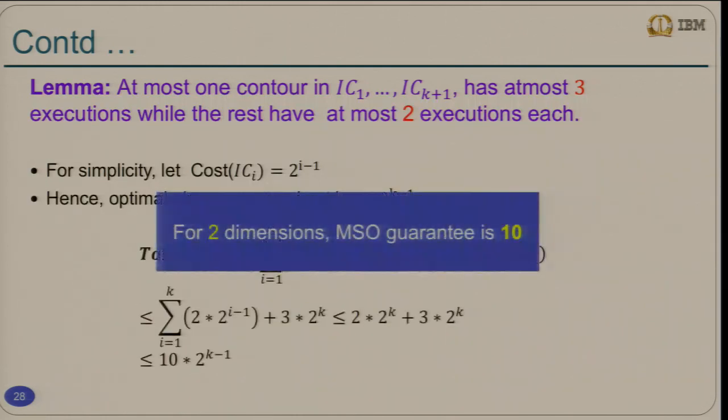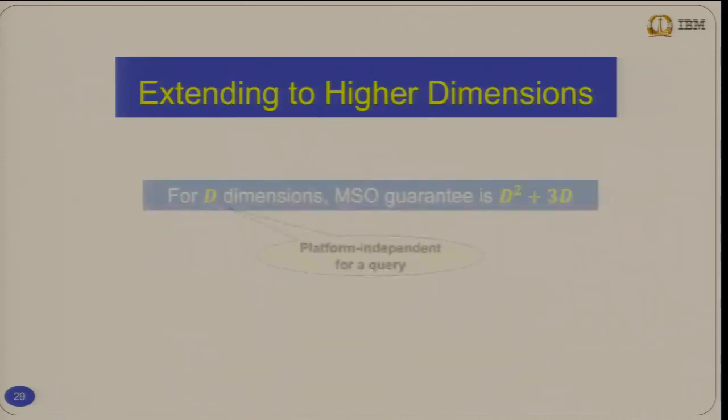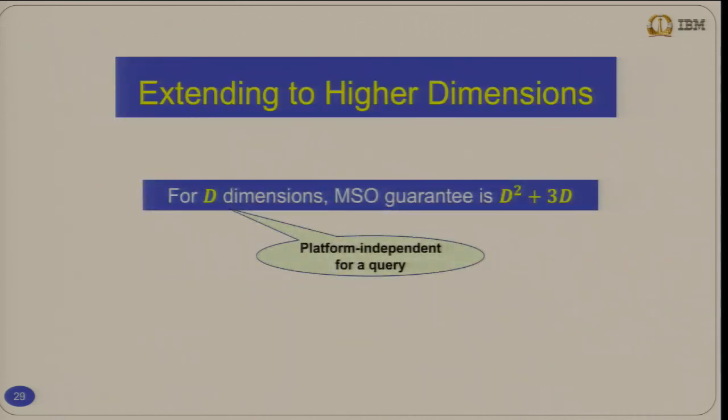So in the special case of 2 dimensions, you will get an MSO guarantee of 10, and if you have D predicates, what you will get is D square plus 3D, because what we can show is that although while making progress you will only execute 2, in the multidimensional case you may revisit the same contour. So because of that you incur another multiplicative factor, so you get D square plus 3D.